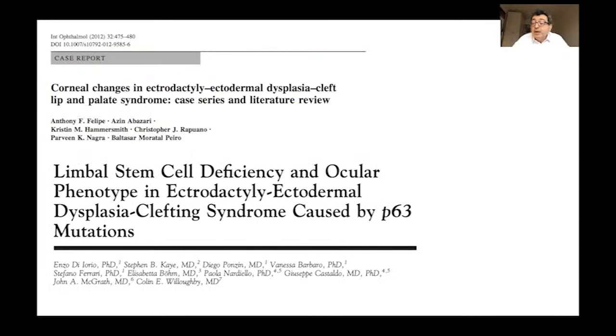If we look at the literature, there are less than 50 cases of E.E.C. patients that are published, and all these publications are confirming that keratoplasty is not the gold standard of the management of this patient, with a lot of complications in the follow-up of this patient.